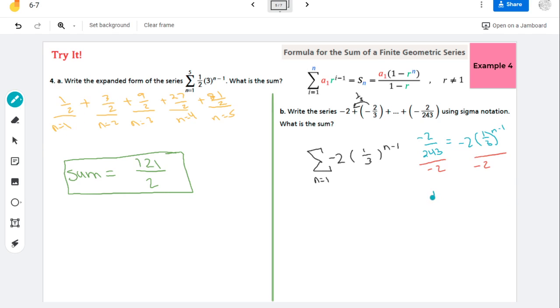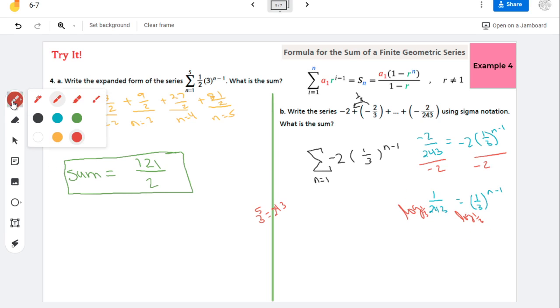So on the left-hand side, I have 1 over 243. And on the right-hand side, I have 1/3 to the n minus 1 power. Now I'm ready to take that log. Remember, if ever you take a log, you need to make sure that the base of your log matches the base of your exponential. So this is the log base 1/3 of 1 over 243. Now understand that 3 to the 5th power is 243, so this logarithm simplifies to a 5.